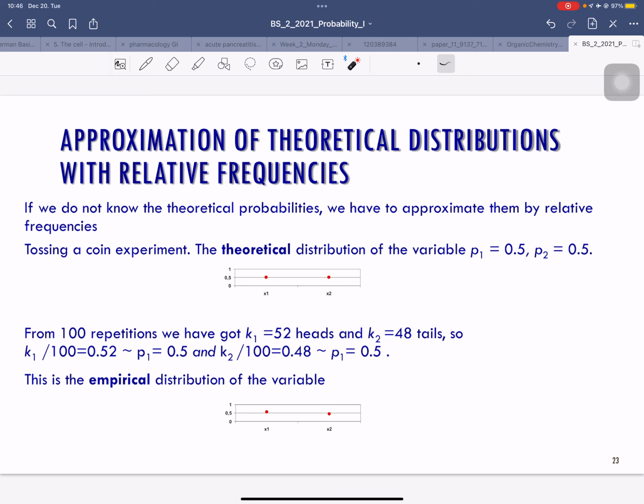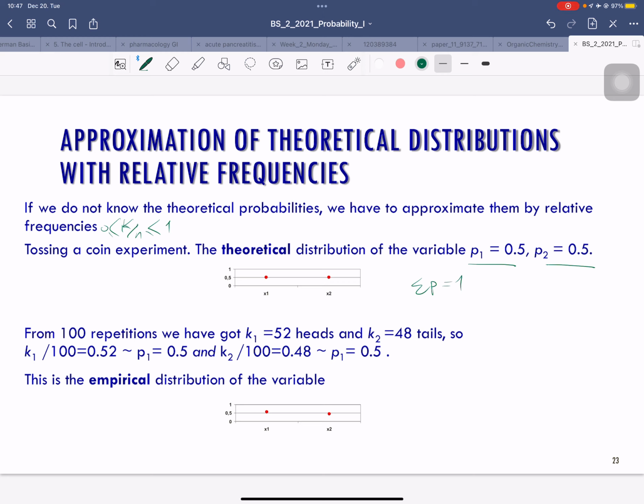Approximation of the theoretical distribution with the relative frequency. If we do not know the theoretical probability, we have to approximate it by the relative frequency. We studied relative frequency, k per n, which can be bigger than 0 and smaller than or equal to 1. Thus, in the coin experiment, the theoretical distribution of the variable is p1 is half and p2 is half, and over all possibilities, the sum of the p is equal to 1.